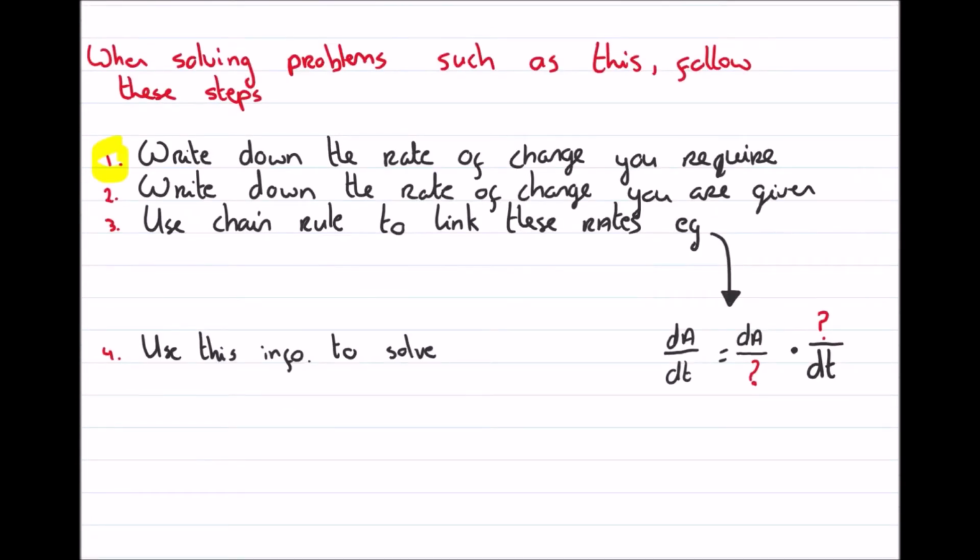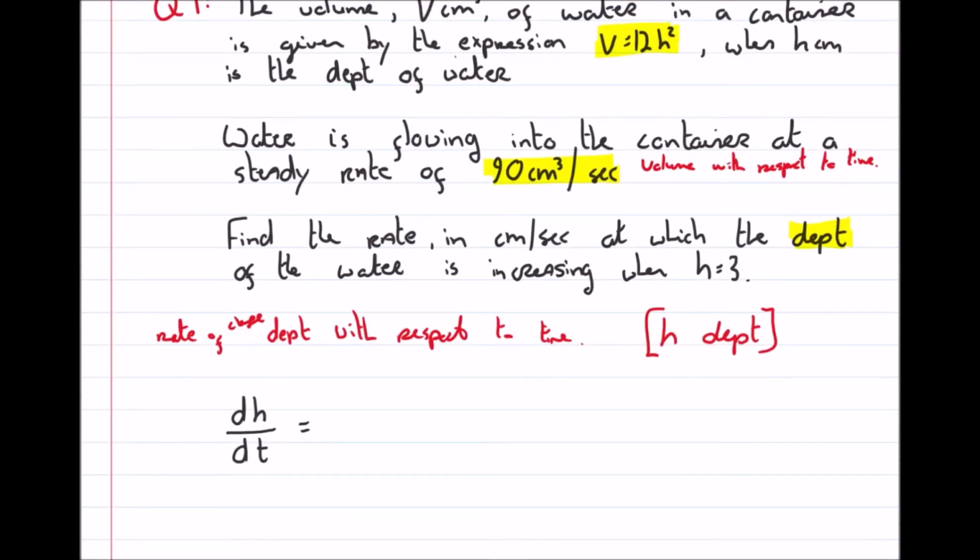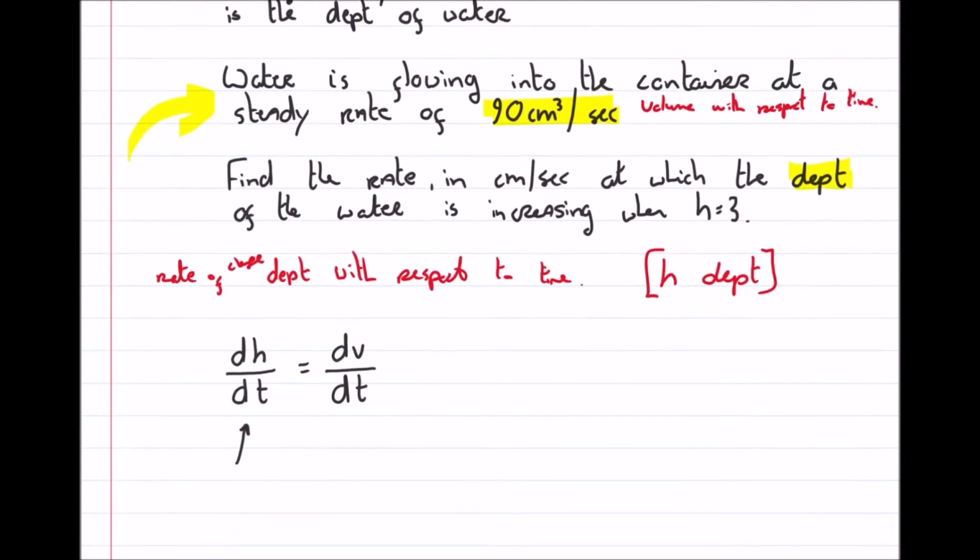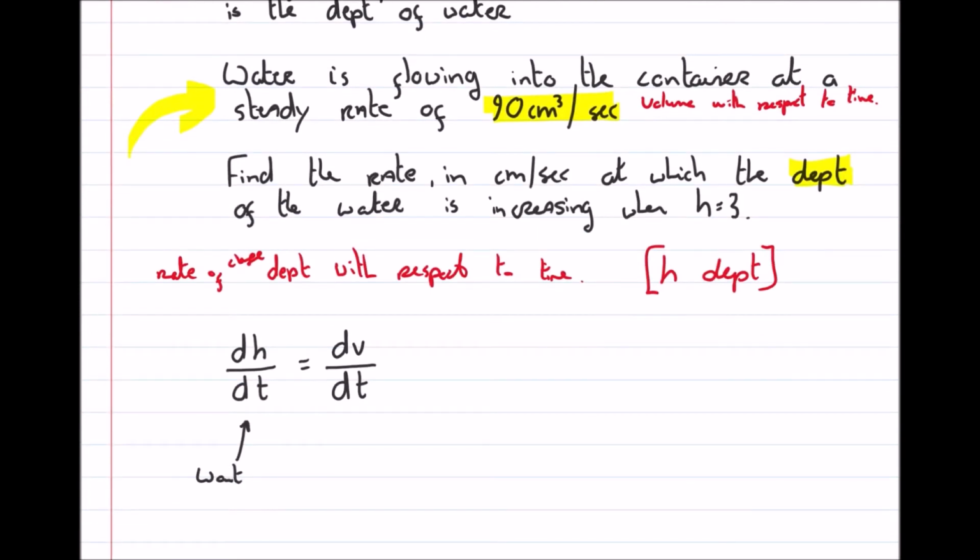Second thing, write down the rate of change you are given. Well, the rate of change I'm given is this: water flowing into a container at a steady rate of 90 centimeters cubed per second. And what that is dV, the volume with respect to time. Okay, so that's what I want. This is what I've been given. And then last bit.